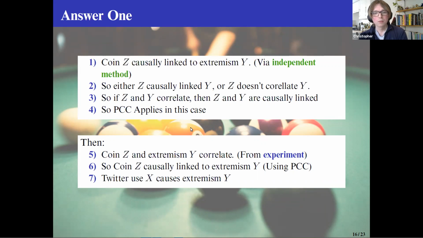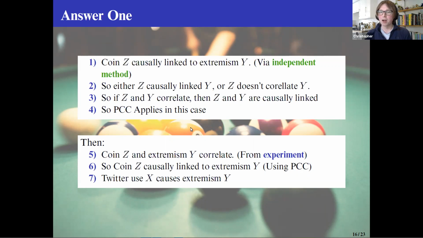But another way of re-expressing that claim is just that if they correlate, then they are causally linked. But that's just to say that the principle of the common cause applies in this particular case, the case of this Twitter experiment. So if what I said is true, we now have a way of coming to know that the principle of the common cause is true in this particular case, the Twitter experiment. And then one might proceed, as I described previously.